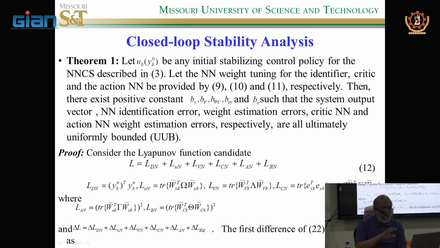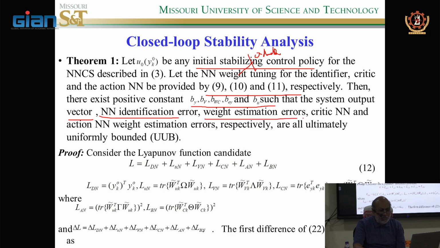And I want to show you a little bit of the proof. Since we have not covered it, I have this slide. You see that you need to first select the initial controller to be admissible. You can pick a stabilizing control policy, which would basically make it admissible. So this should be an admissible control policy. You use these weight update laws, and these are the constants. And you claim that identification error, output error, and weight estimation errors of the critic, actor, everything is UUB, and look at the Lyapunov function.